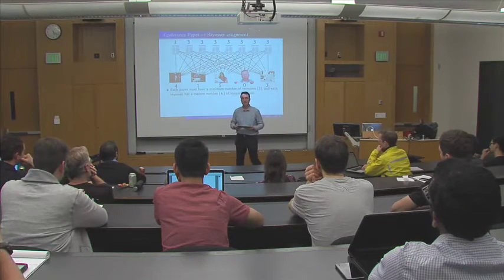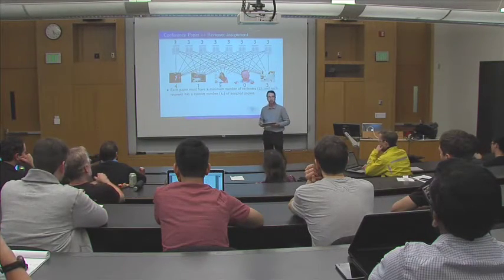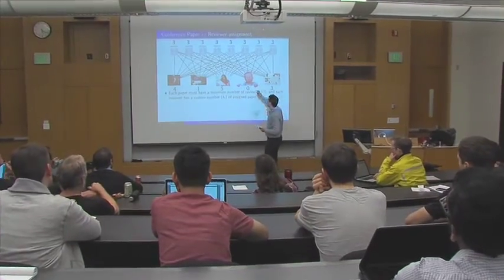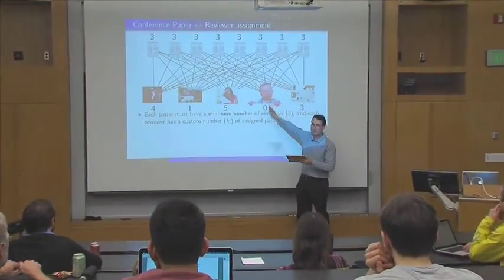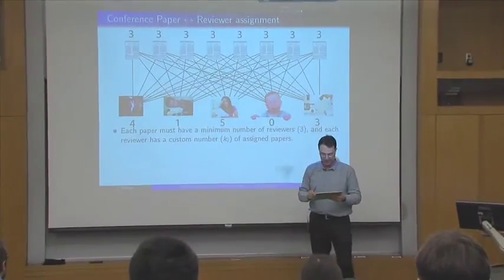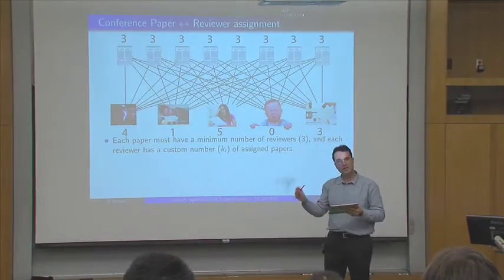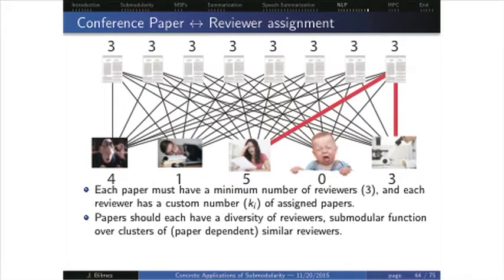And you want to make sure that each reviewer has a customized number of possible papers that they're assigned. Like this person maybe doesn't get any papers assigned to them because they're known to be not the best reviewer in the world. And so basically, you can assign these numbers. Now, another property is that maybe papers should each have a diversity of reviewers.